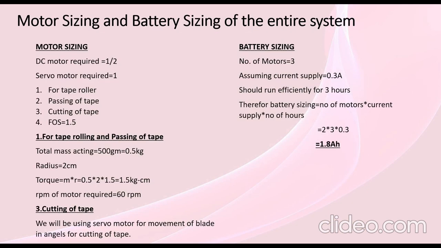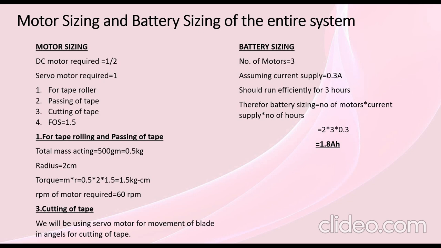Motor sizing and battery sizing of the entire system. Motor sizing. Number of DC motors required is 2 and servo motor is 1. Considering the factor of safety to be 1.5, for tape rolling and passing of tape, the total mass equals 500 grams, radius is 2 cm. Hence the total torque is 0.5 into 2 into factor of safety, which is equal to 1.5 kg centimeter. Hence the RPM of the motor required will be 60. For cutting of tapes, we will be using a servo motor.